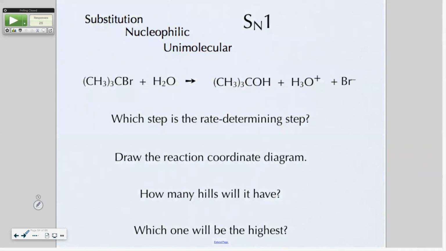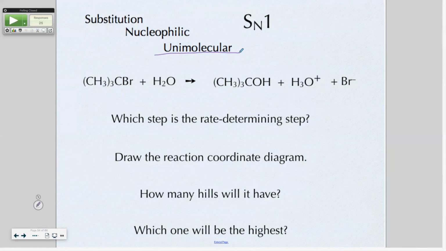Okay, so this is an SN1 mechanism. It's a substitution. It still uses a nucleophile, but it's unimolecular. That means there is only one molecule present in the rate determining step. Only one molecule present in the rate determining step. The 1 and the 2 have nothing to do with how many steps, at least not directly. That's the biggest mistake people make and why they get them mixed up.